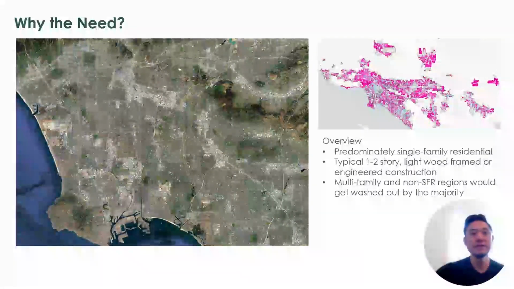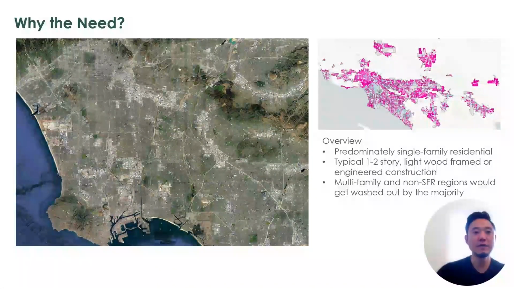So why is there a need for these development patterns? If you look on the left, it's a satellite photo of LA County in Southern California. If you look on the top right, it's the land use occupancy, which is basically all residential. So if you were just to look at these and you ask me what's the built-up environment, I'd assume most of it's 1 or 2-story wood frame residential construction.